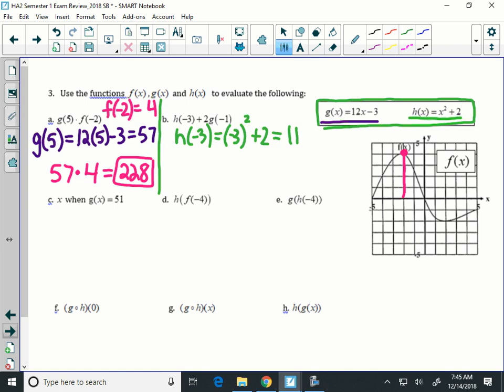And then I need to find G of negative 1 before I can move on here. So G of negative 1 is 12 times negative 1 minus 3. Negative 12 minus 3 is negative 15.